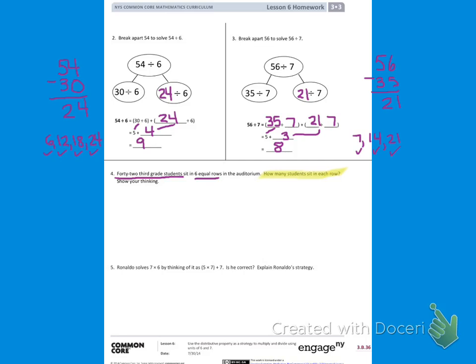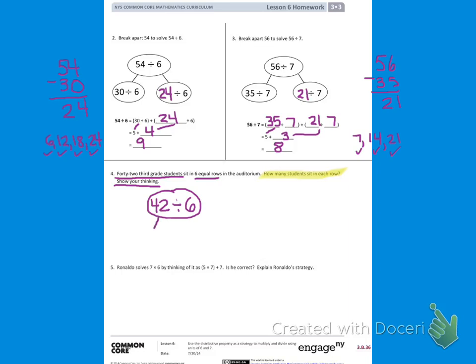And I'm going to underline the directions. Show your thinking. If there are 42 third grade students in 6 equal rows, we can use division to solve that problem. I'll go ahead and write a number bond, just like we've done in the other problems. 42 third graders divided up into 6 equal rows. In order to solve that, I'll break apart the number 42.